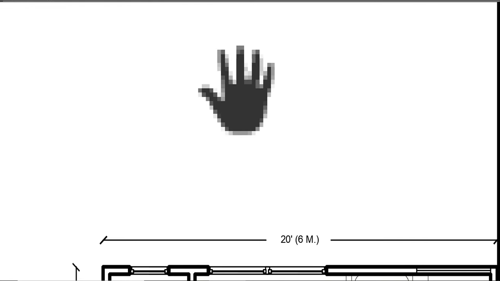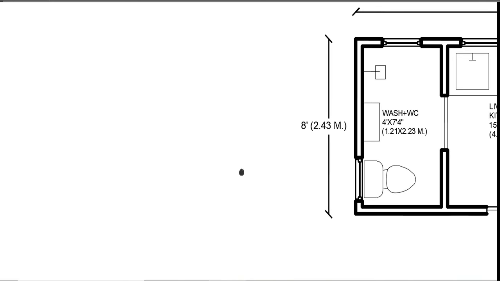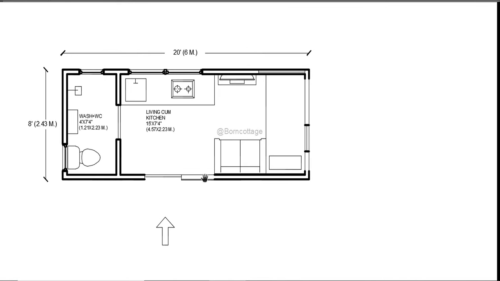There is a 20 feet shipping container. The total area I have taken is the length is 20 feet, in meter 6 meter, and the width is 8 feet, in meter 2.43 meter. In the front we have a door here. After that we will go inside.